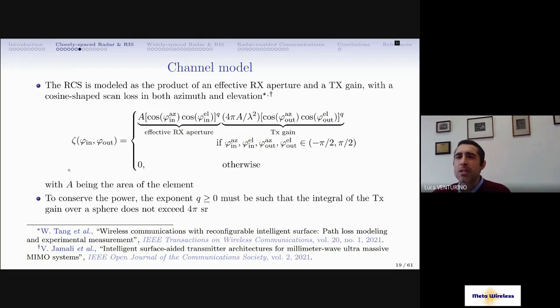So as you can see here, if we denote by A the area of the element, the effective receive aperture is A times this term here, accounting for the cosine-shaped scan loss. Sometimes we also add a power factor Q here, which can be tuned based on the actual physical properties of the RIS we are using. And this is the effective receive aperture. And of course, we can have the corresponding transmit gain here.